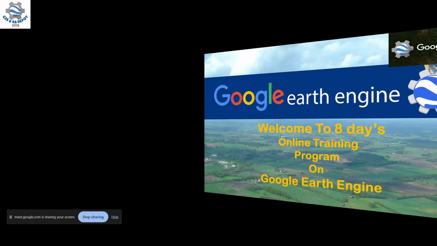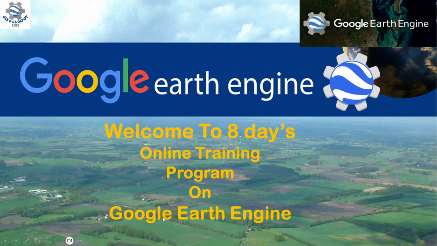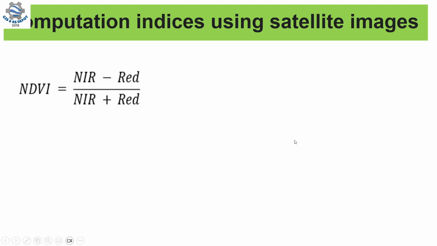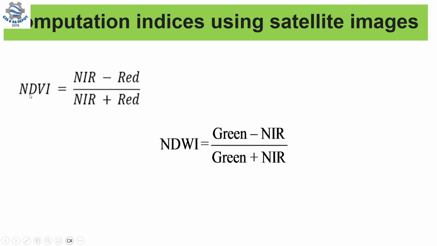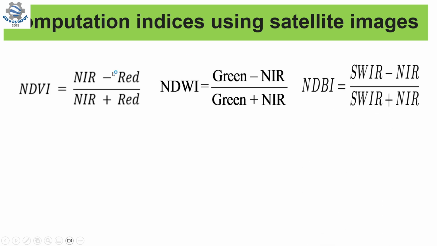Hi and welcome to the 8 days online training program on Google Earth Engine for remote sensing analysis. In this session, we learn computation of indices using satellite images, such as NDVI, NDWI or EVI, by using Landsat or Sentinel datasets. NDVI means normalized difference vegetation index.